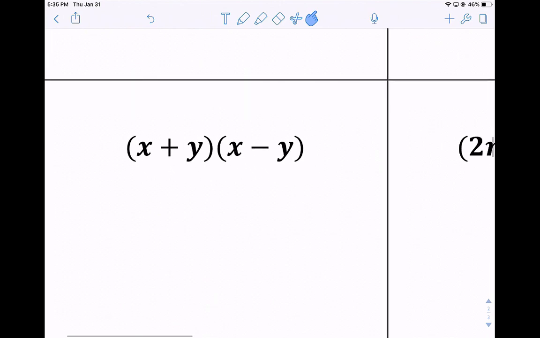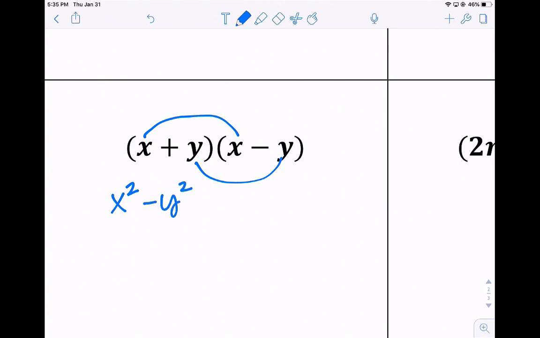The next one, same pattern, x plus y, x minus y. So I know the two middle pieces are going to cancel out because they're opposites. So all I need to do is x times x is x squared. Middle pieces cancel out. The last piece would be y times -y, which is -y squared. Again, difference of two squares.